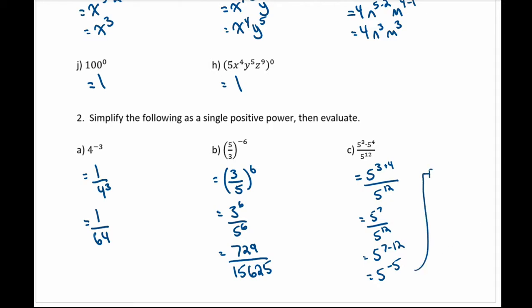And bring this up and continue working on it because now I want to turn it into a positive power. So 5 to the power of negative 5, to make it positive, I have to flip it. So it becomes 1 over 5 to the power of 5. And 5 to the power of 5 I can do on my calculator, so this becomes 1 over 3,125. So that is the final solution.